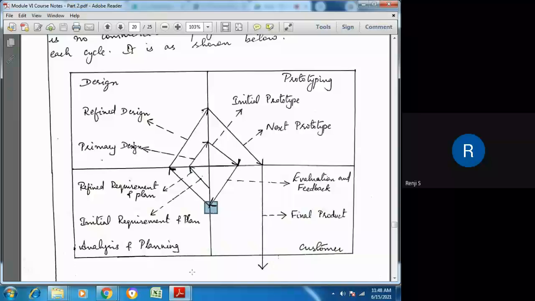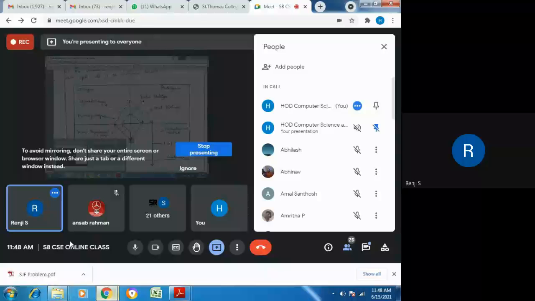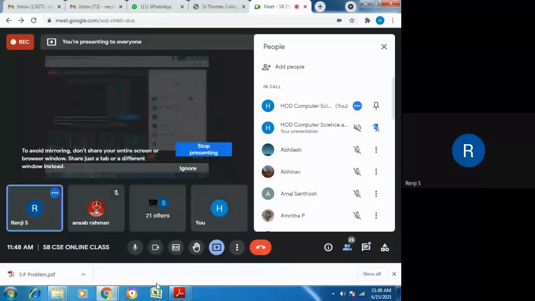So hope you understood this initial loop. Any doubt in that loop? Hello? Any doubt? Hello?